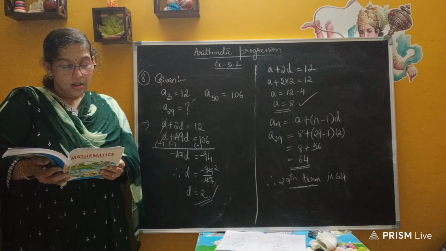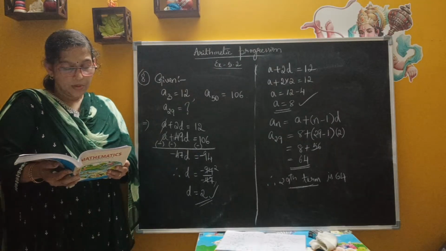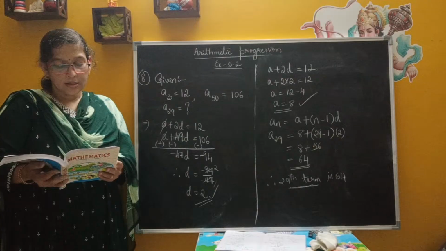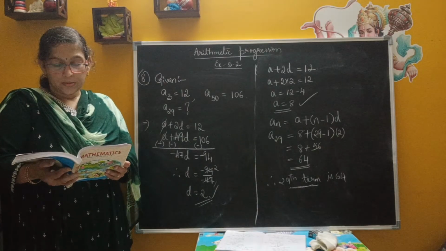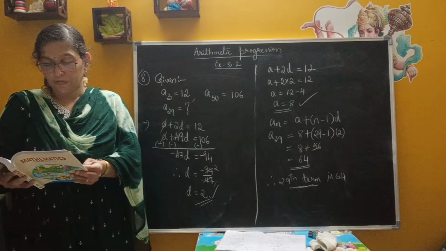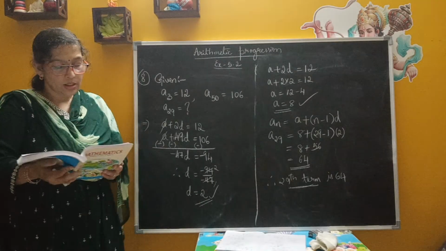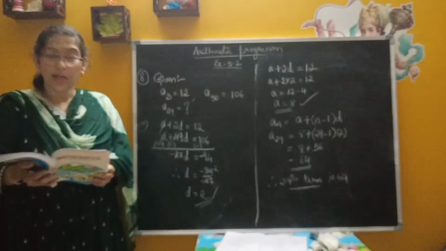The 10th question is, the 17th term of an AP exceeds its 10th term by 7. Find the common difference. Let us go with the 10th problem now. The 9th one is easy.